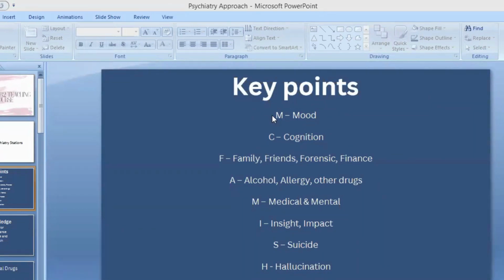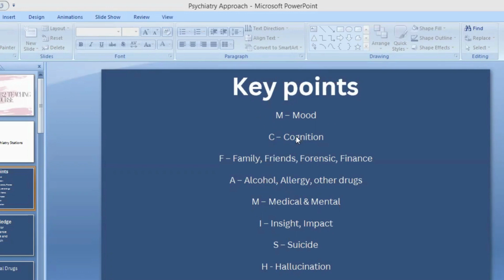M stands for mood. Mood will come in every scenario of psychiatry, and is especially relevant in major depressive disorder. How can we ask about mood? We can ask, how have you been feeling lately? And there are certain other questions regarding mood which we can ask, which we'll go through in detail later on.